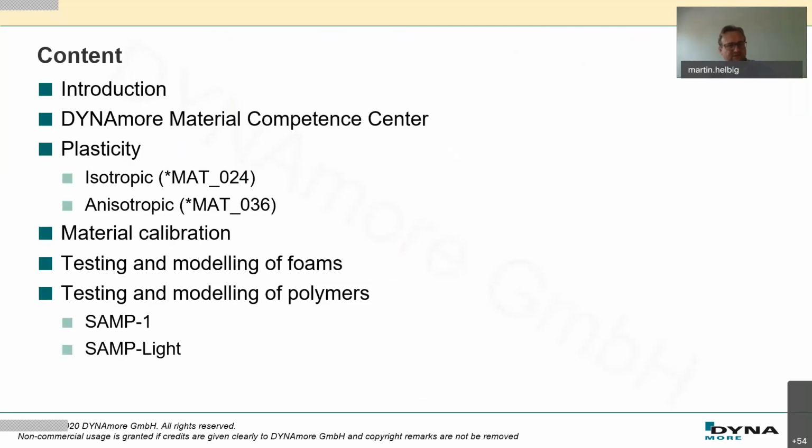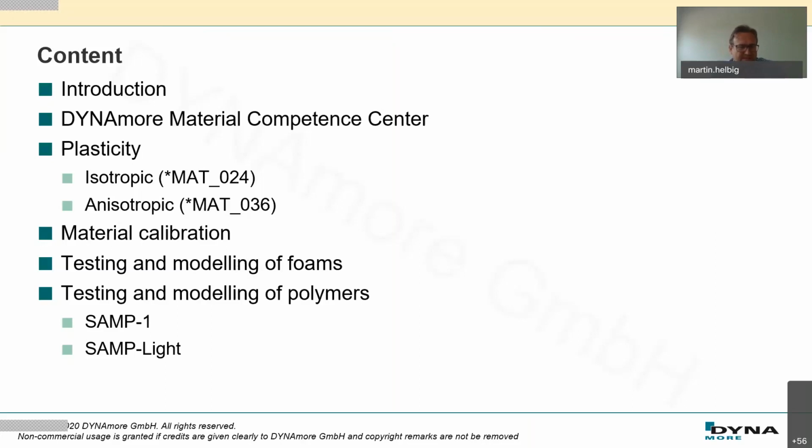I will give you a short introduction and some motivation for why you should do material characterization. Then, for sure, I will talk about the DYNAmore Material Competence Center we're working for. I will give you a short introduction to plasticity, which means I will explain two material cards, MAT24, our working horse, and an anisotropic material card. Then I will come to material calibration, which means how to get the results from your test to your material card. I will have a few slides about the testing and modeling of foams.